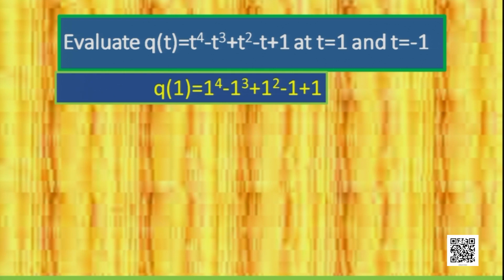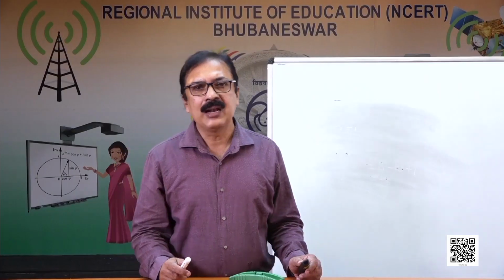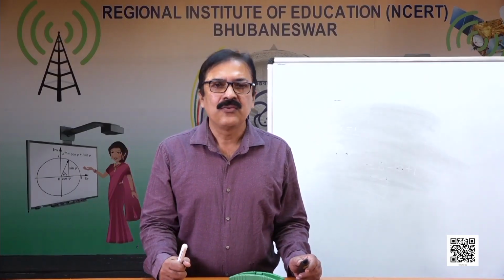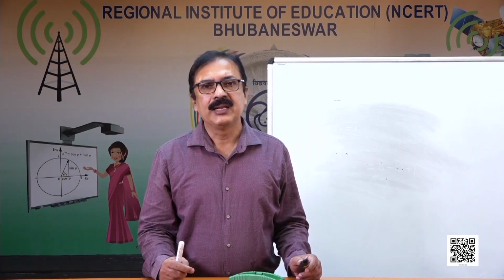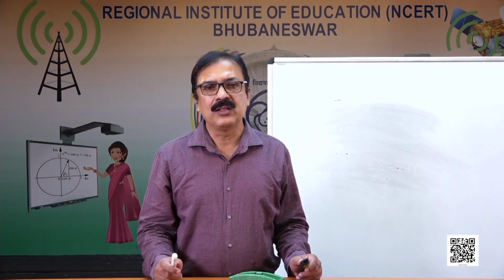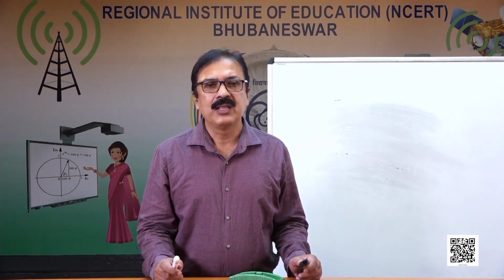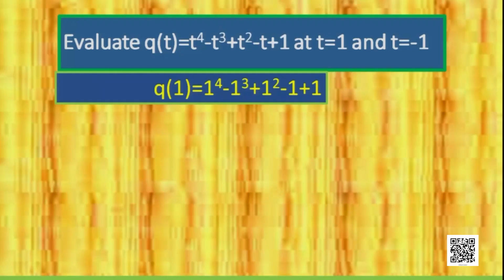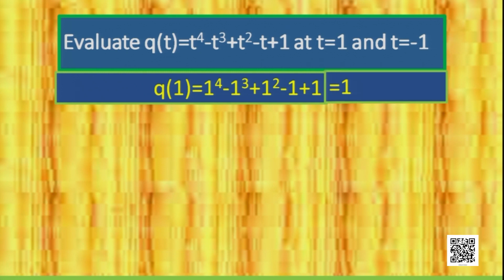Now you know the power of 1 is always 1 whatever be its exponent. So in all these cases we have the value 1. So this is simply 1 minus 1 plus 1 minus 1 plus 1. So 1 minus 1 and 1 minus 1 cancelled out, and the result is 1. So Q1 is 1 here.